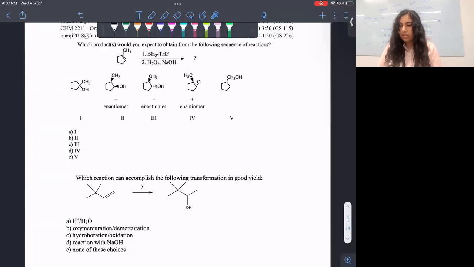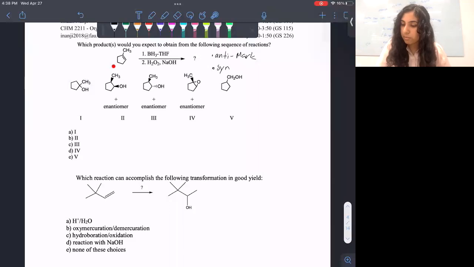3 would be correct. So this reaction is your hydroboration oxidation. So if you remember, your hydroboration oxidation is a little funny for 2 reasons. It's anti-Markovnikov and it's also a syn addition. So anti-Mark, meaning the alcohol goes on the less substituted side, and then it's syn, meaning that the hydrogen and the alcohol are added on the same plane. So the hydrogen and the alcohol are both wedged or dashed.